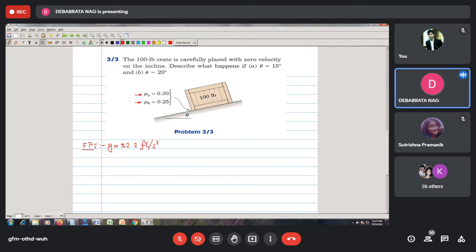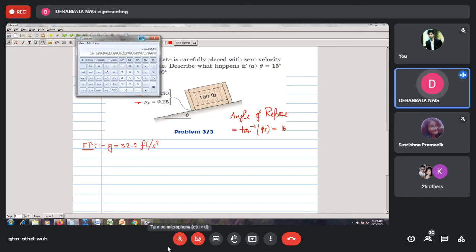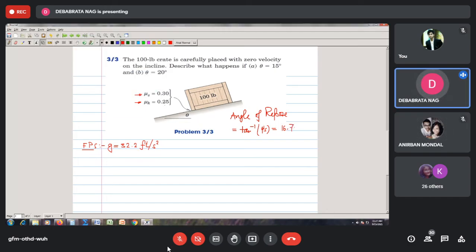So you see the angle becomes 16.699 degrees. So for theta equal to 15 degrees, you see here the angle of repose, that means the tan inverse of mu s, in this case is 16.7 degrees. So as long as your theta is less than this tan inverse of mu s, there will not be any motion, because it will be automatically in balance.